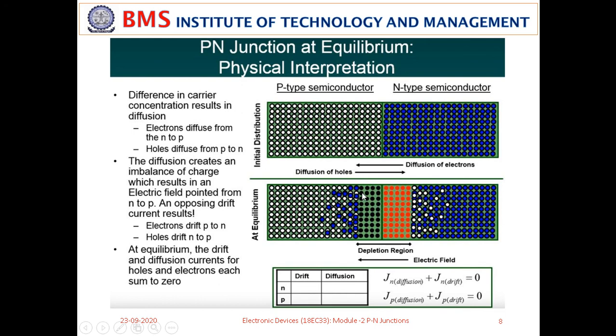Now, this is going to create an electric field. The immobile charges, that is positive donor ions on the n side and acceptor ions on the p side, are going to create an electric field. And look at the electric field direction, it is from n side to p side. Now, this electric field will cause the current movement. What current will it cause? It will cause drift current.